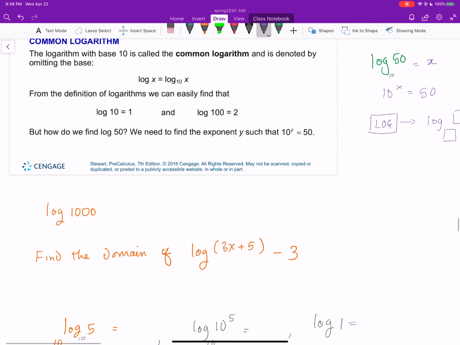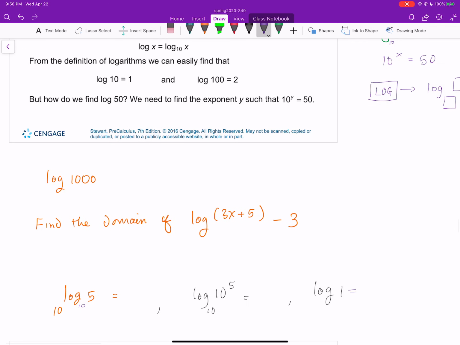So let's look at three examples that go through all the different things that we've done so far. If you look at log 1,000, to solve this, I can set this equal to x, or I can intuitively see that the base is 10. So I'm asking myself, to what power should I raise 10 to give me 1,000? You can clearly see that's 3.